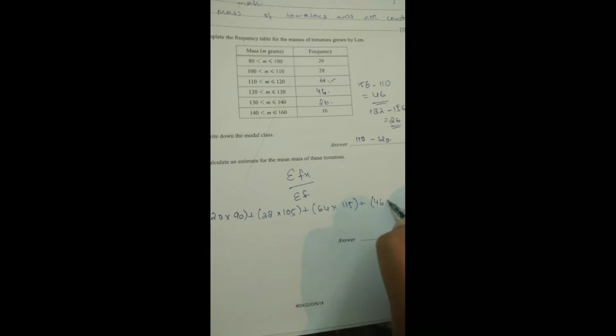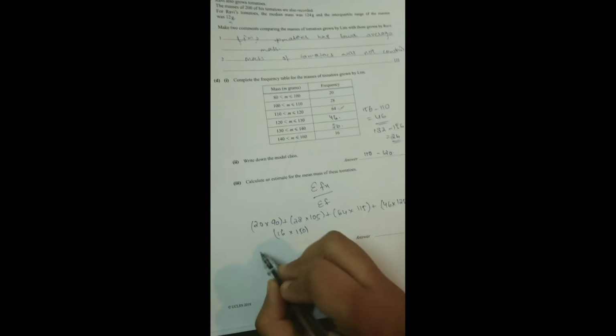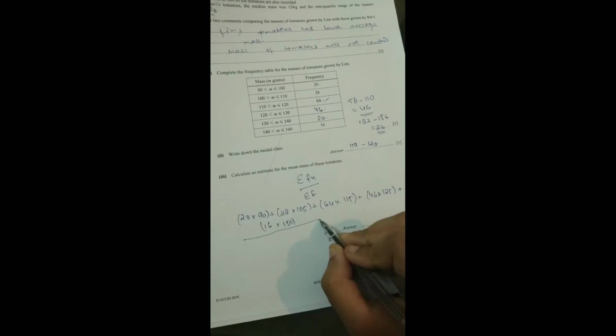plus 64 into 115 plus 46 into 125 and plus 26 into 135, and the last set would be 16 into 150. These all are the middle values, and this is summation fx.